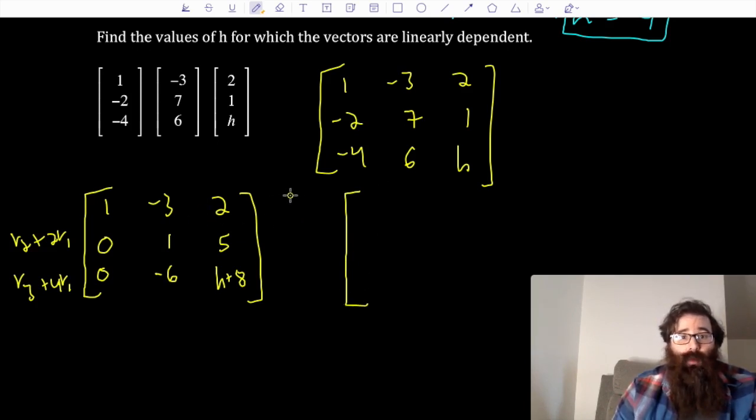I'm going to replace row 1 with row 1 plus 3 times row 2. So I get 1 plus 3 times 0 gives me 1. Negative 3 plus 3 times 1 gives me that 0 that I wanted. 2 plus 3 times 5. So that's 2 plus 15 gives me 17. And then I can rewrite row 2. And here I can rewrite row 3.